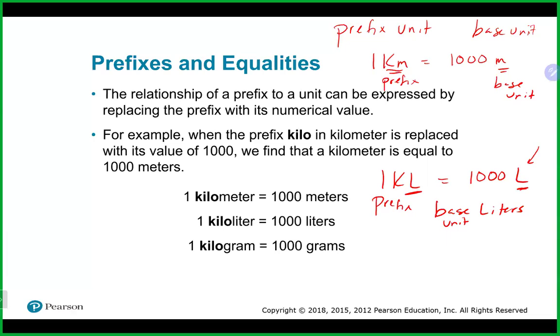By the way, did the conversion change between those two? It didn't. It doesn't matter if it's a kilometer, a kiloliter, or the last one up there, a kilogram. Basically, the kilo part of it means that you have 1,000 of the base units in this particular case. So you could use that prefix for any type of unit. The conversion that you would use for that will still be the same, regardless of what unit you use.